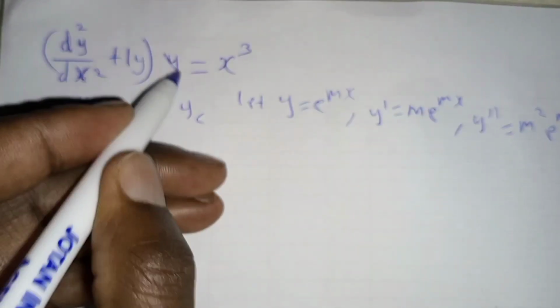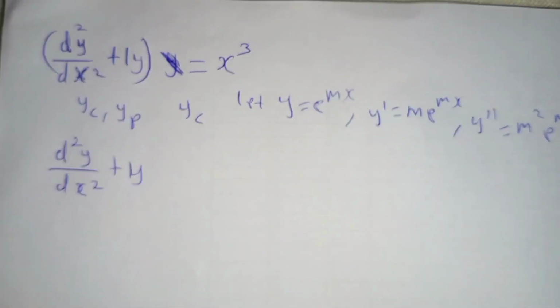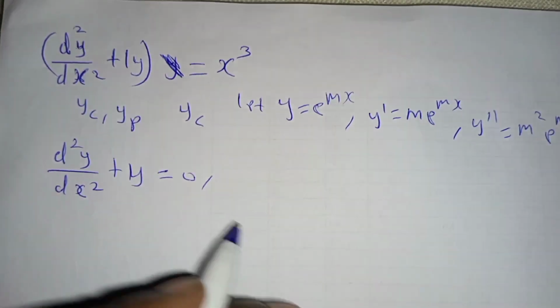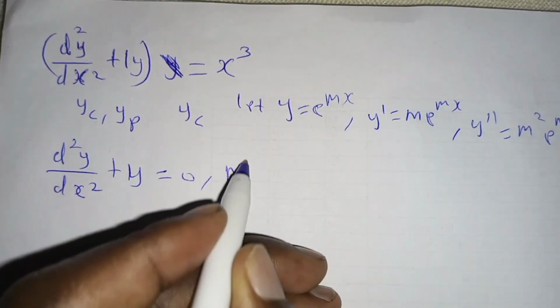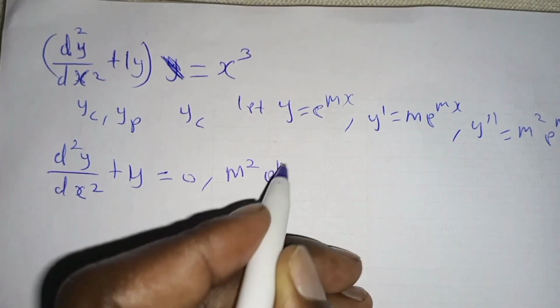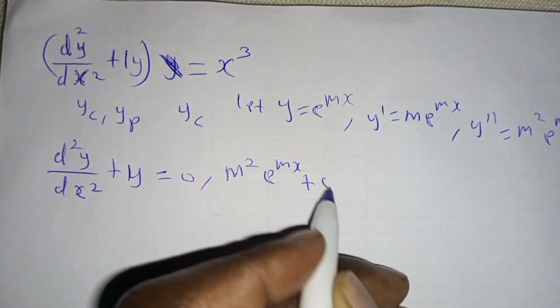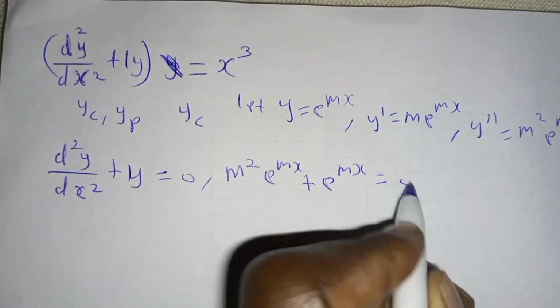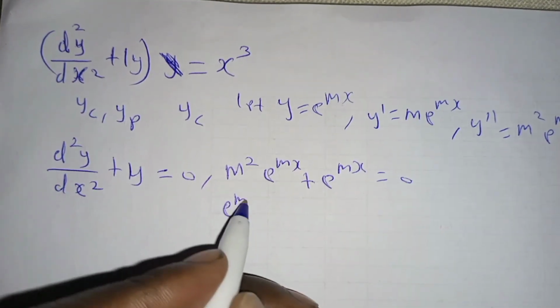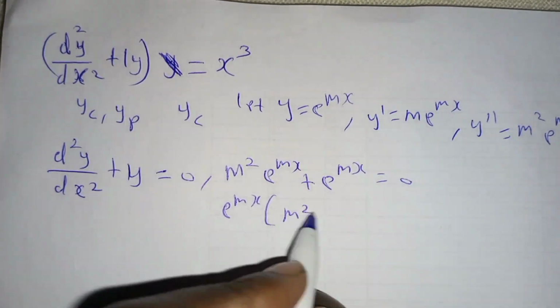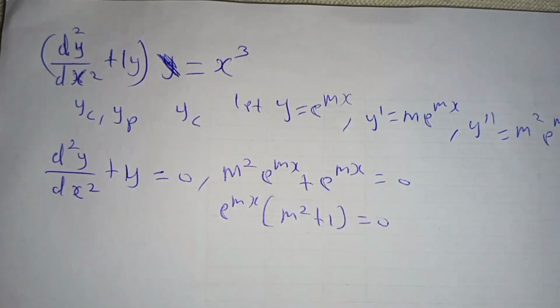That is the equation, y double prime plus y, which is equal to 0. So when we substitute, we will have m squared e^(mx) plus e^(mx) is equal to 0. We factor out e^(mx) so that we get m squared plus 1, which is equal to 0.